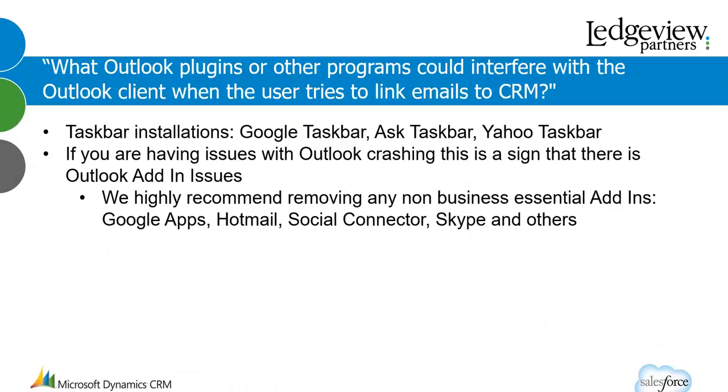Our next question is, what Outlook plugins or other programs could interfere with the Outlook client when the user tries to link emails to CRM? As I mentioned earlier, sometimes a sign of an issue is if Outlook is crashing. This usually has to do with the Outlook add-in. But if you cannot track emails or you're having an issue there, taskbars could be interfering. And some taskbars that we've removed in the past that have helped, again, it's not limited to this, but we've seen that removing these have helped, is Google Taskbar, Ask Taskbar, and Yahoo Taskbar.